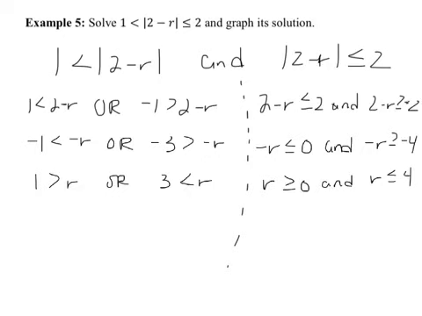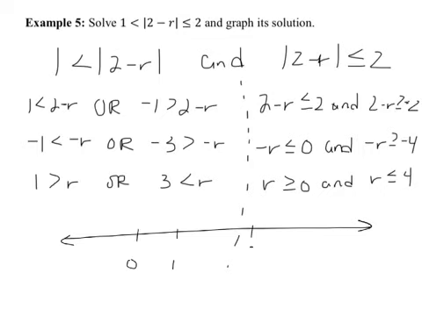So we know that r is greater than 1. We know that r is, let's start over here, r is less than 1. R is greater than 3. And r is greater than 0. And r is less than 4. So we have to graph these on a number line. Let's take a look. R less than 1, well, we're going to have 0, 1, 3, and 4 are some of our critical points here we have to focus on.